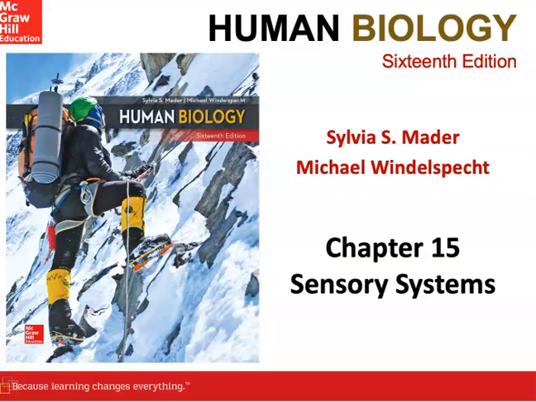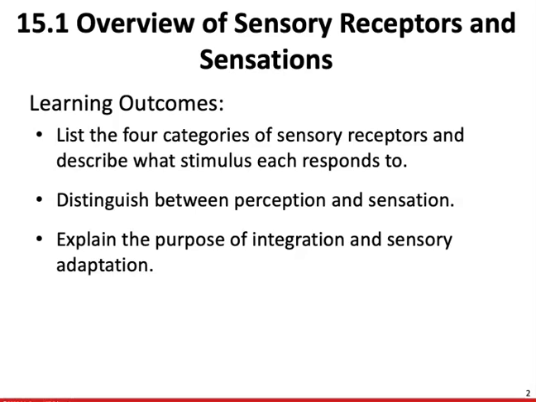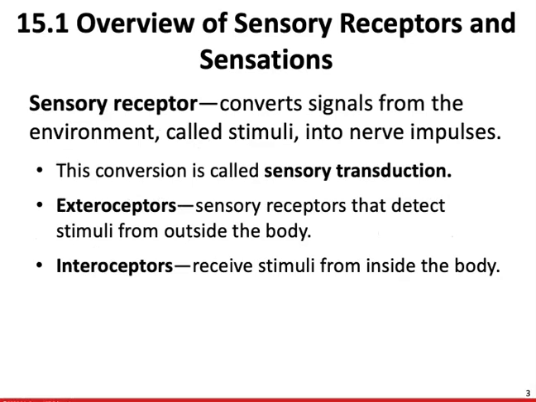Right, in this section, we're going to talk about the different senses and the sensory systems. In this first section, we're going to do an overview of the sensory receptors and sensations in general. A sensory receptor is responsible for converting the signals from the environment, also called stimuli, into nerve impulses. We have to take that information from the outside world and convert it into impulses that can be registered and processed by our central nervous system.